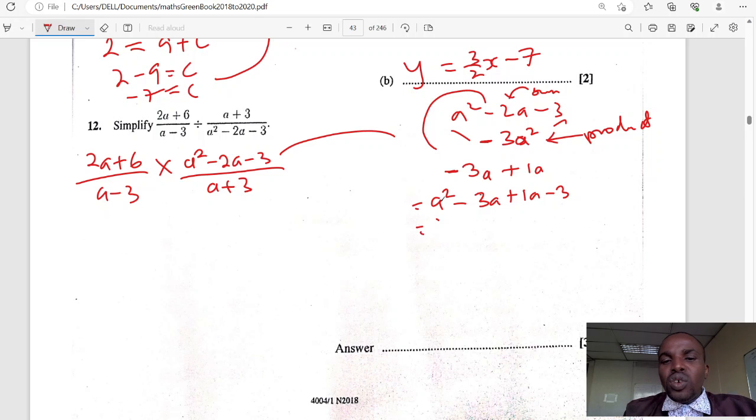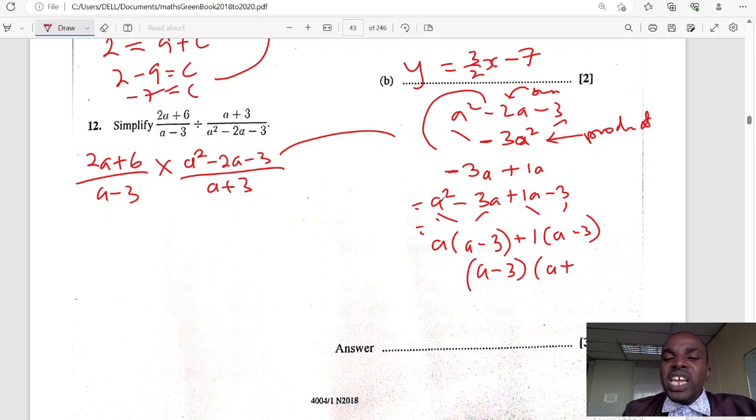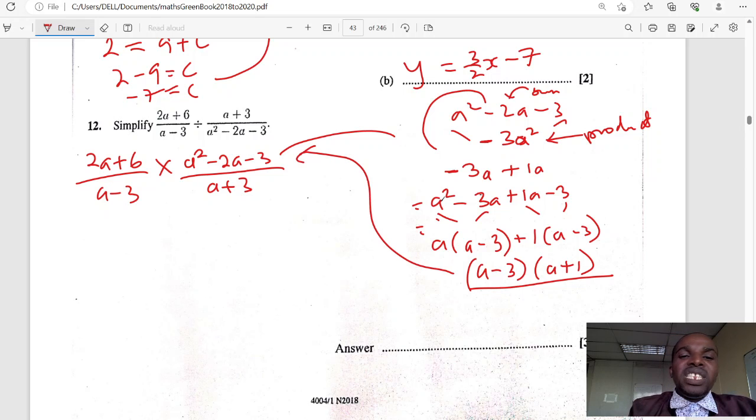Then it is equal to, you take this and this, this and this. You factor out a here, it will be a minus 3. You factor out 1 here, it will be a minus 3. So it will be a minus 3 inside the bracket. Then outside the brackets, you have a and plus 1. You put them in their own brackets. So this is the thing that will replace this top part.